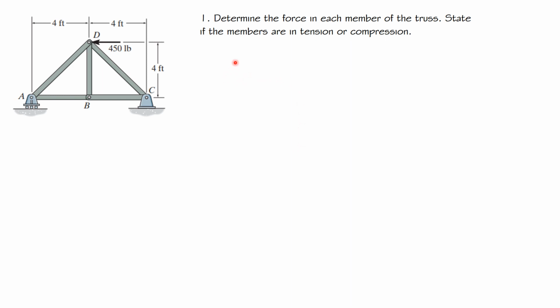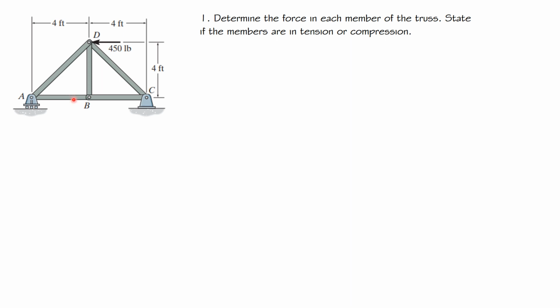Item number 1 of the quiz, we are to determine the force in each member of the truss. State if the members are in tension or compression. So we have here a simple truss, and it has 5 members: member AB, member BC, member CD, member DA, and member BD. So we are to determine each force acting on these members, and also to identify if it is compression or tension.